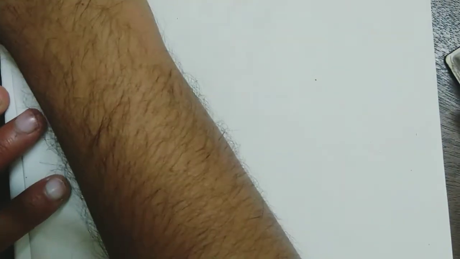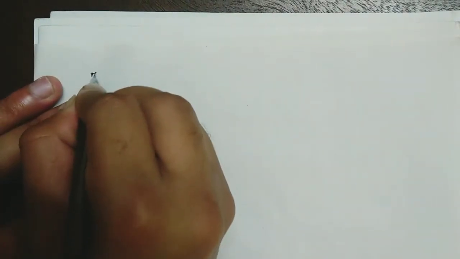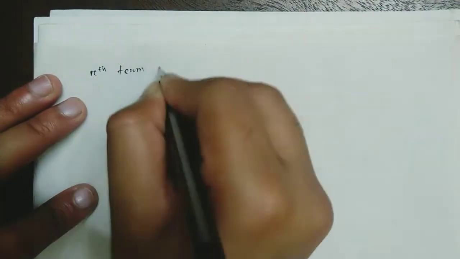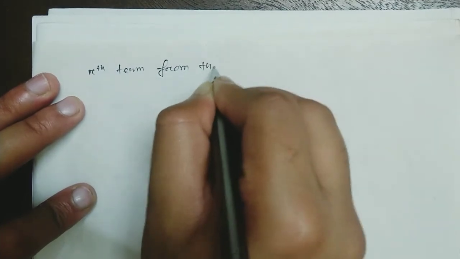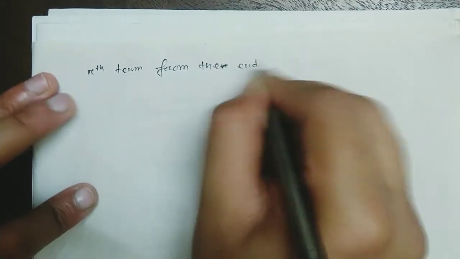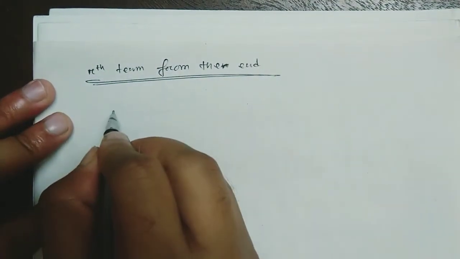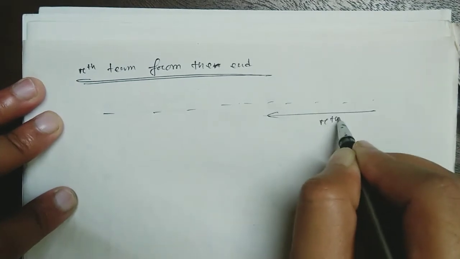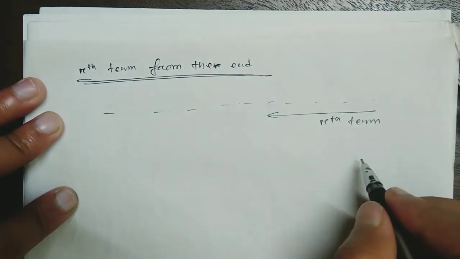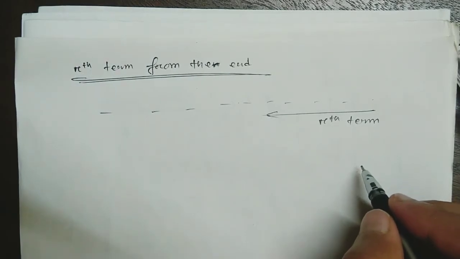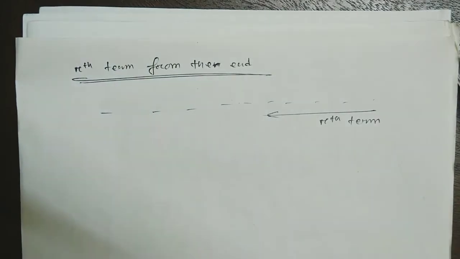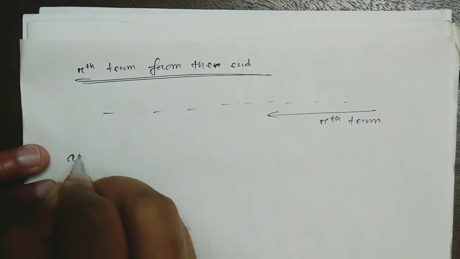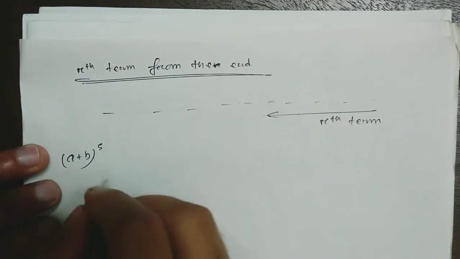now let us go to the next portion, which is interesting. Okay, বলছে rth term from the end. ধরো কোনো এক্সপ্রেশন আছে, বলছে তোমার rth term from the end কি হবে? Okay, so let us try to again write down (a plus b) whole to the power 5.